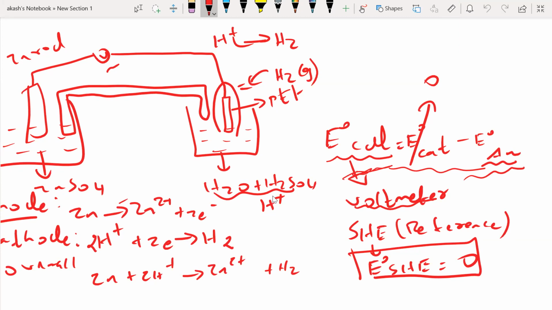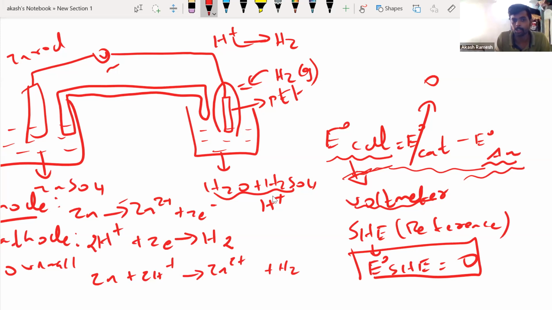Sir, any electrolyte which has H2 in it is a standard hydrogen electrode? Come again, I'm sorry. No, sir, any electrolyte which contains H2O in it, is it called a standard electrode potential? Or what is the criteria for determining the standard electrode potential, sir?